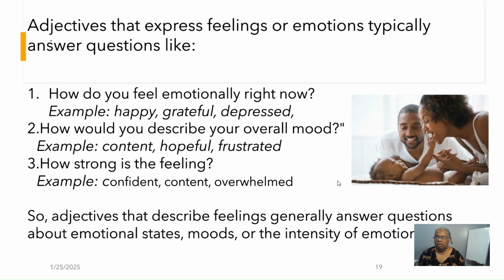To answer the question number one, we can say, I feel happy, grateful, or depressed. To answer the question number two, we can say, I feel content, hopeful, or frustrated. To answer the question number three, we can say, I feel confident, content, or overwhelmed. So, adjectives that describe feelings generally answer questions about emotional states, moods, or the intensity of emotions.